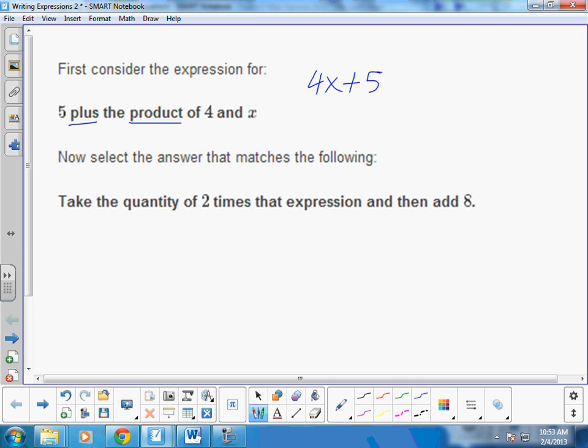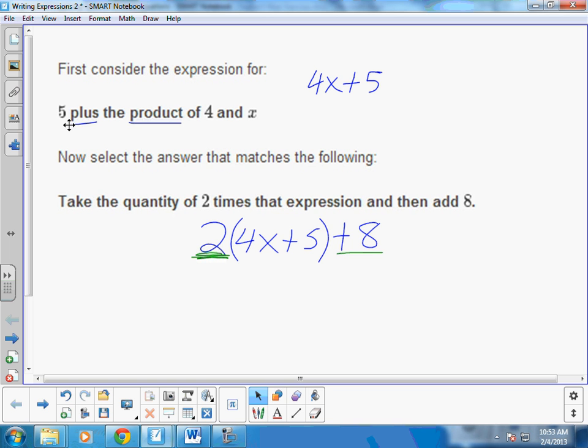Well, that means take this quantity, 4x plus 5, take that quantity of 2 times that expression. So I'm going to multiply this by 2, and then I'm going to add 8. So the second part is I'm going to multiply it by 2 and then add 8. So that is my expression. Next one.